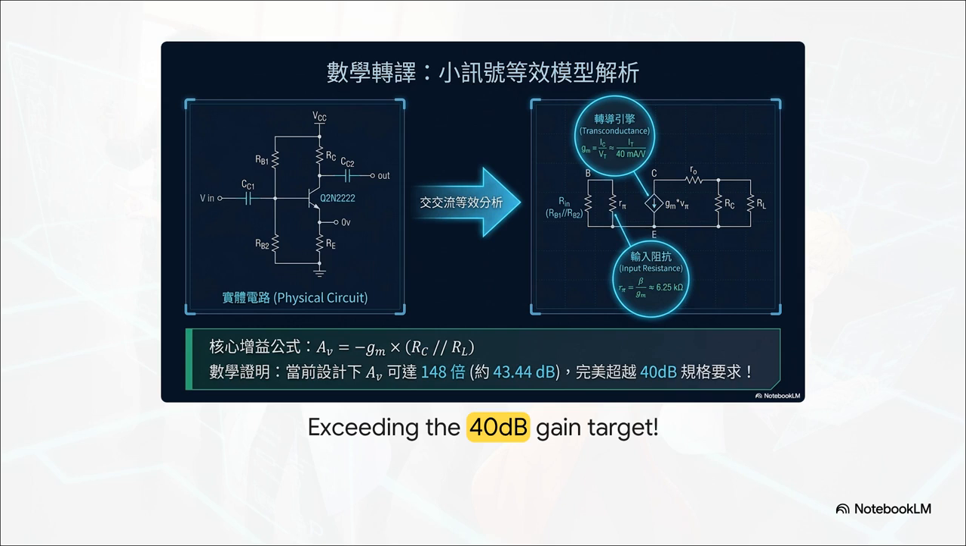So when we plug our DC blueprint numbers into this AC formula, we get a theoretical magnification of 148 times. That translates to roughly 43.44 decibels. Remember how our initial design constraint was 40 dB? Yeah, we completely smashed that target.